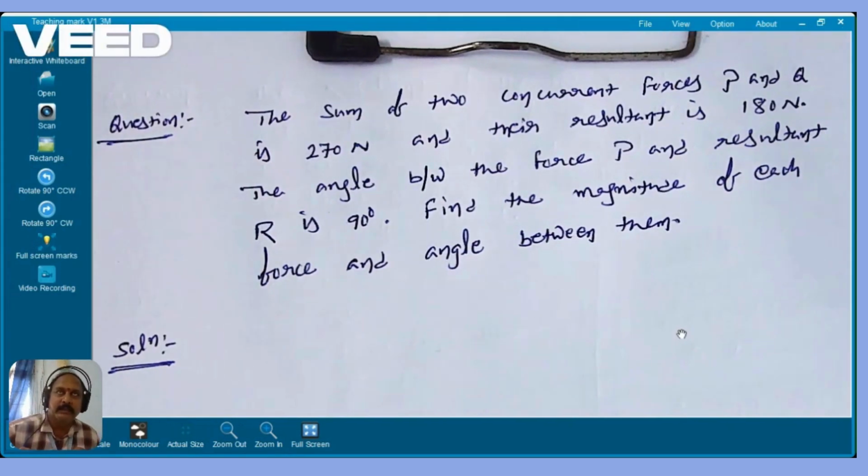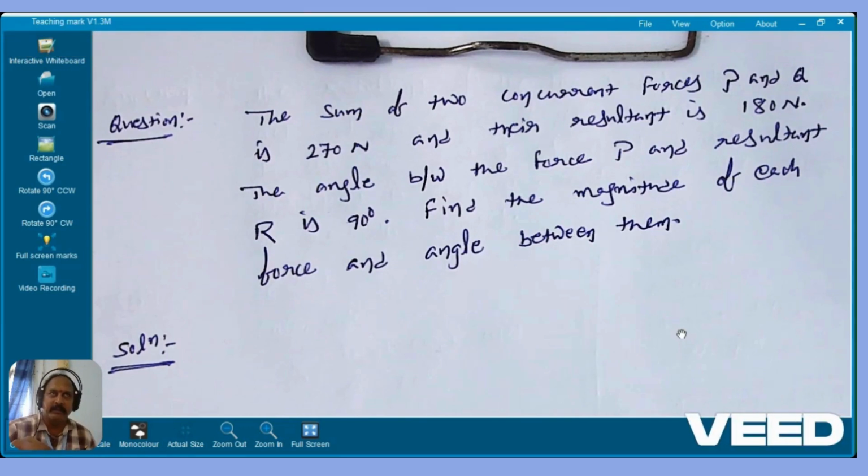This is one more question which is related to the parallelogram law of forces. The question is: the sum of two concurrent forces P and Q is 270 Newton and their resultant force is 180 Newton, and the angle between the force P and the resultant R is 90 degrees. Find the magnitude of each force, that is P and Q, and what is the angle between them.